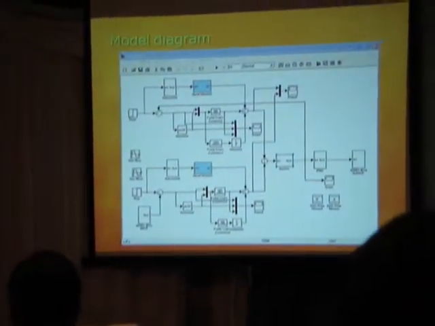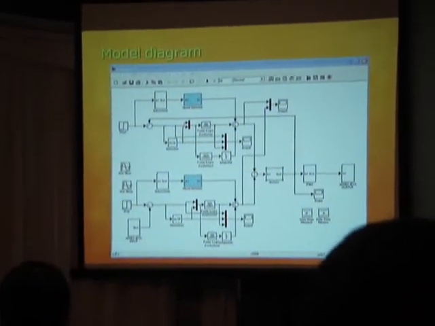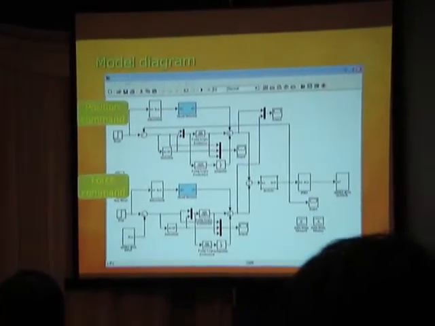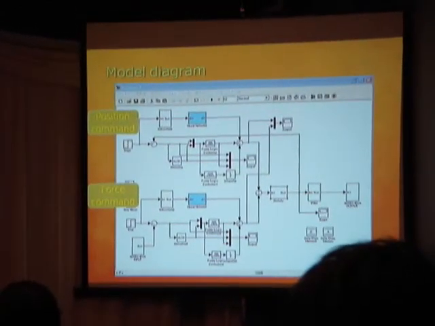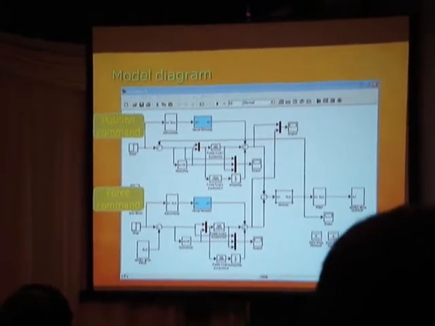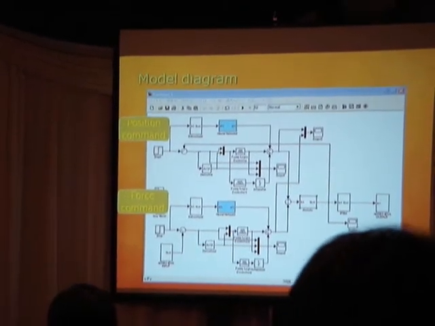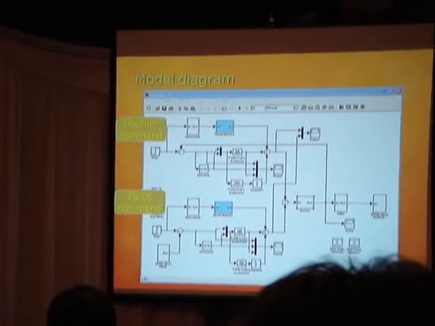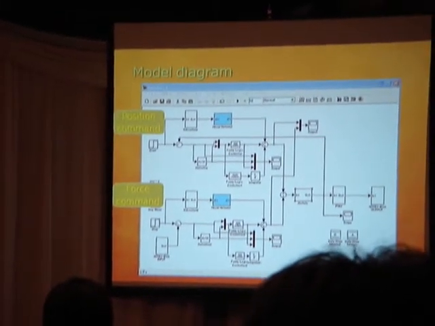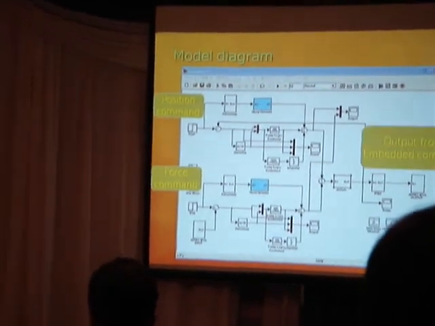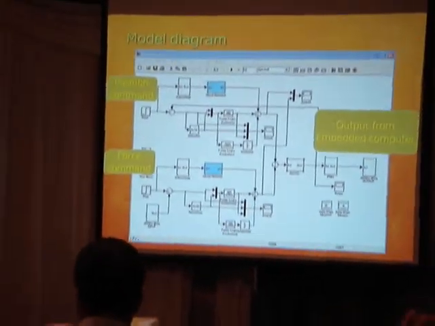This is the model diagram that I made. The upper part is position control. The input is the position command. The lower part is force control. The input is the force command. The force command is output from the strain gauge. The final output is output from the embedded computer.